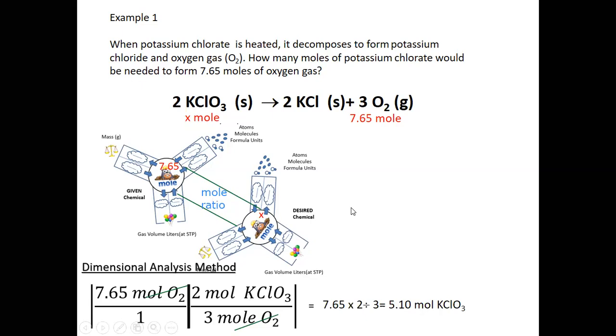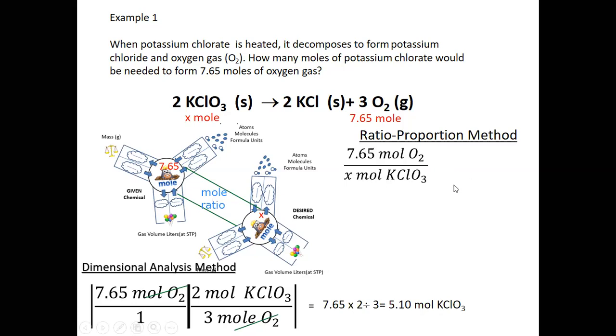The second strategy that some students prefer is a strategy that I like to call the ratio proportion method. In the ratio proportion method, the thinking is similar. What we do is we write down an initial fraction. That initial fraction has the given amount on top, 7.65 moles of oxygen, the desired amount underneath it. It's called ratio proportion because two fractions that are equal to each other are called a proportion. So we write a second fraction.